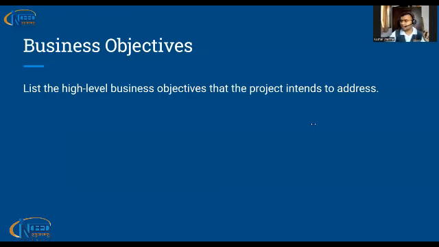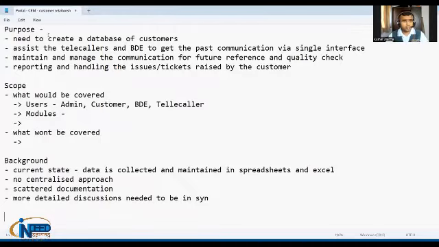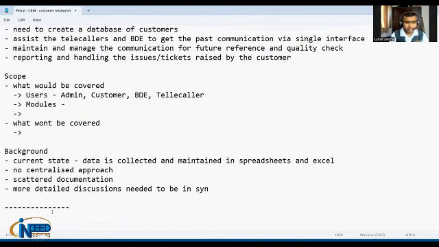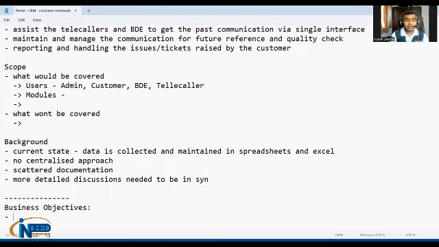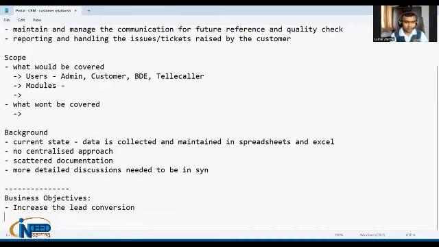Now, second is business objectives. We need to have a list of business objectives. Okay, so this is again high level objectives, what actually we want to achieve. So from the purpose itself, we will get what sort of business objectives we have. In this particular case, the business objective is to increase the lead conversion. Okay, that is the business objective. We want to increase the lead conversion.